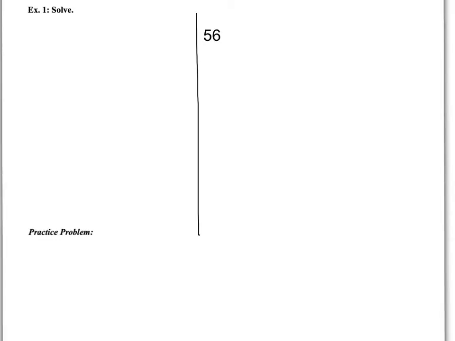So I have 56 is 140% of what number? This one's worded a little bit differently, so we're going to use the same proportion, but we're solving for the whole this time instead of the part.